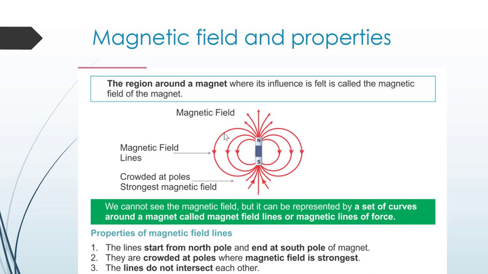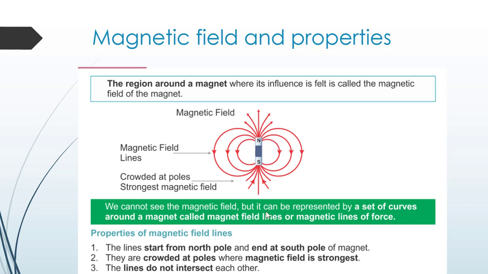We already know in physics that a magnet has two poles, a north pole and a south pole. The region around the magnet where its influence is felt is called the magnetic field. So whenever a magnet is there, the region around the magnet is called a magnetic field. Any metallic part will experience a force if it is brought near this magnet. These circular lines indicate the magnetic field lines, and they are crowded at the poles and they move away from one pole and go towards the other pole.